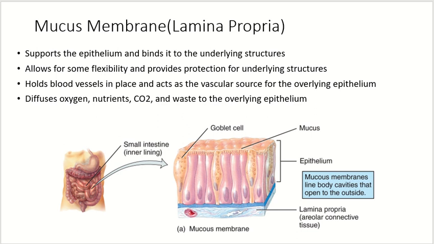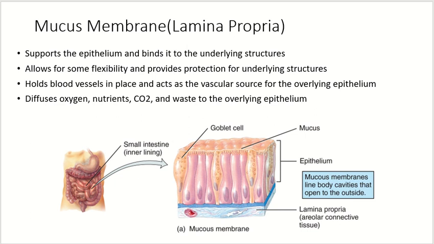The lamina propria is also where we're going to find these various blood vessels residing, and it's also going to help to hold them in place. This is going to act as a vascular source for the overlying epithelium, which, if you will remember, is a very avascular sort of tissue.